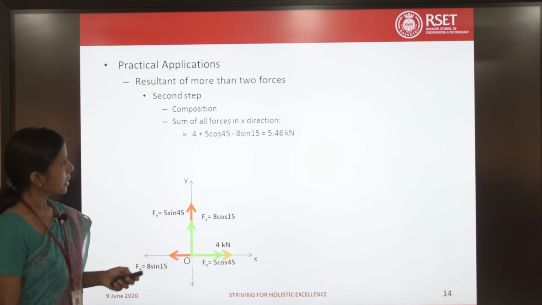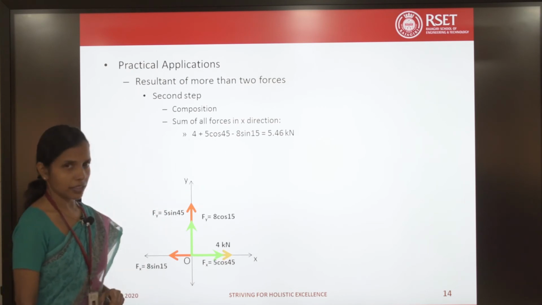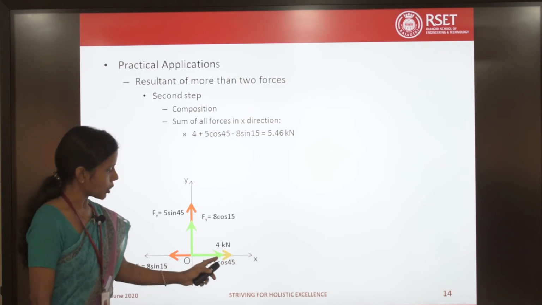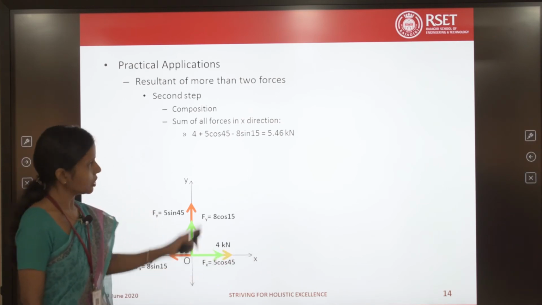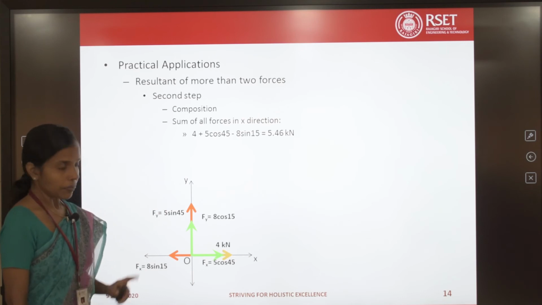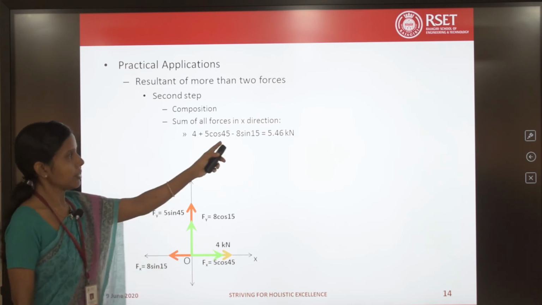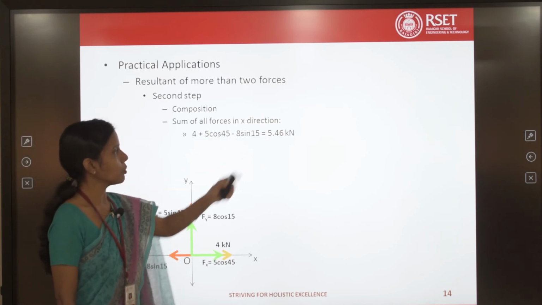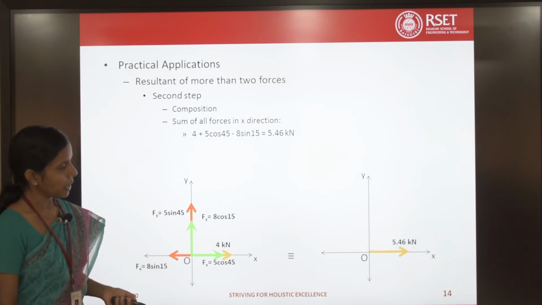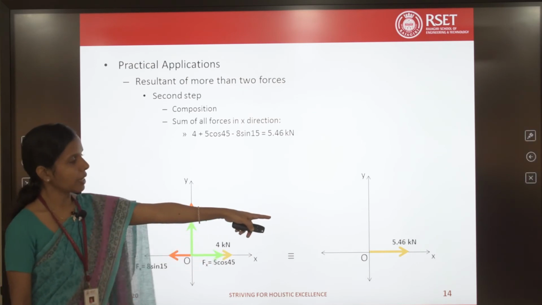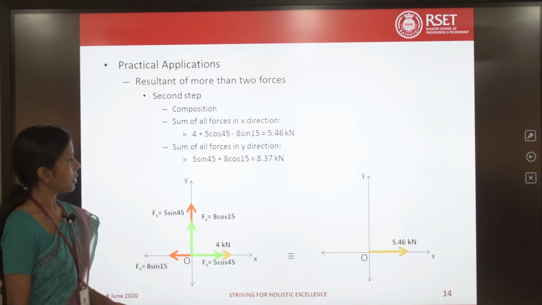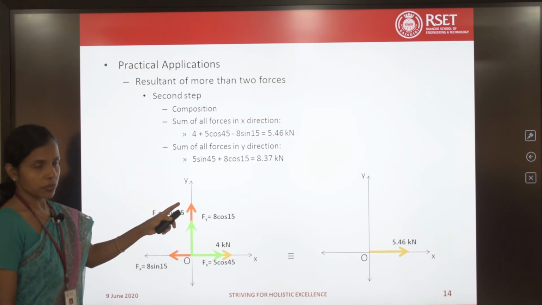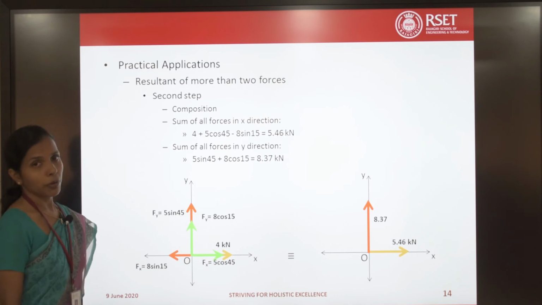Now, what will I do? I will sum all the forces in the x direction. What are the forces in the x direction? There is a 4 kilonewton force and 5 cos 45, both in the positive x direction. So, 4 plus 5 cos 45 minus 8 sin 15, which is in the negative x direction. You add these up and you get 5.46. So this gives a net force of 5.46 kilonewton. Similarly, you add up all the forces in the y direction, all of which are positive, and you get 8.37.